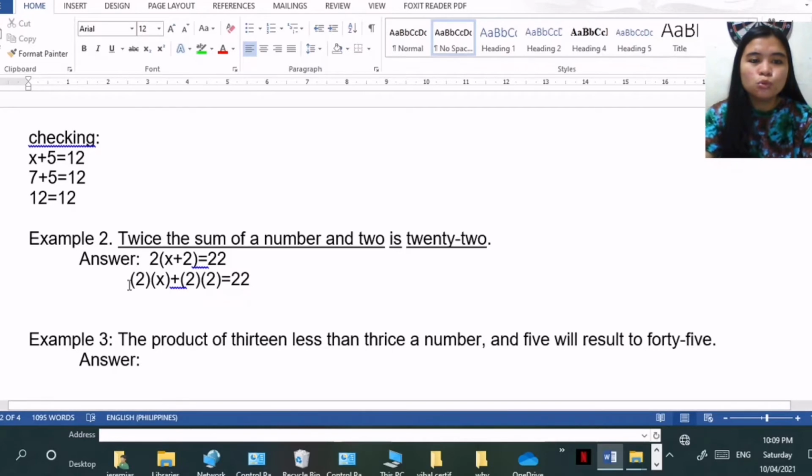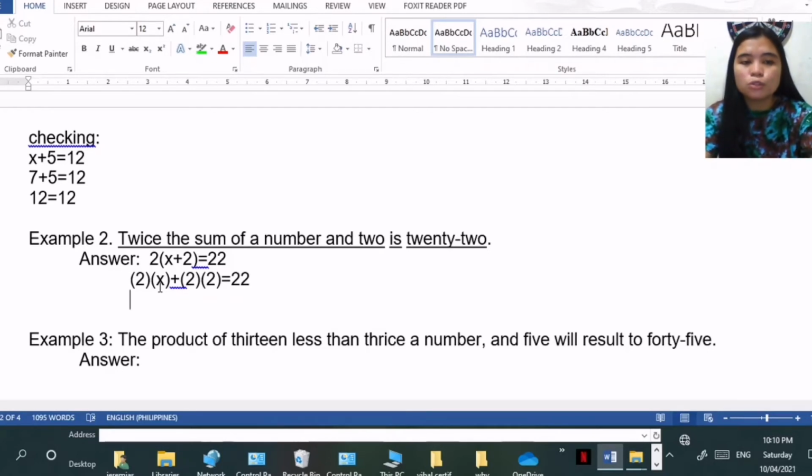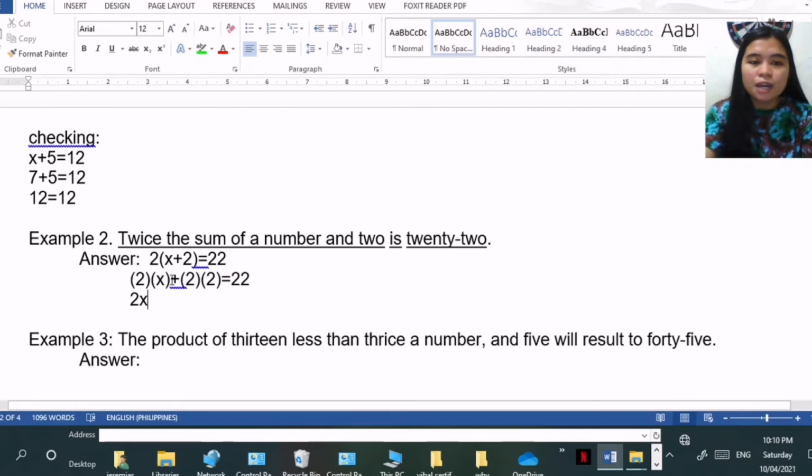Ayan. So, 2 times x, kapag nagmumultiply kayo ng isang number at isang letter, pagtatabihin nyo lang. Pero laging mauuna yung number. Okay po? Pagtatabihin, and then laging mauuna yung number. So, 2 times x, that is 2x. Okay po? And then, copy plus.